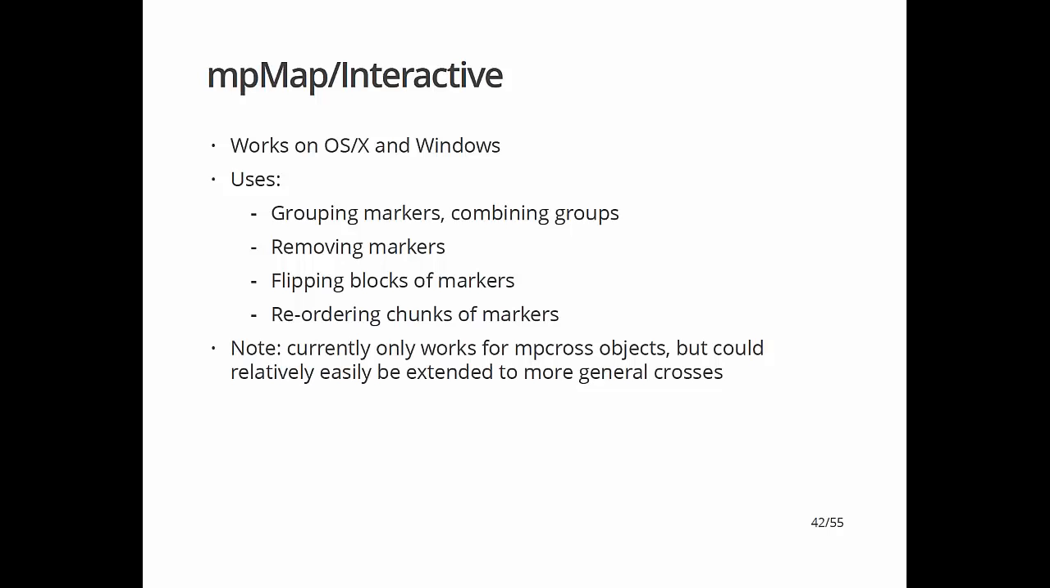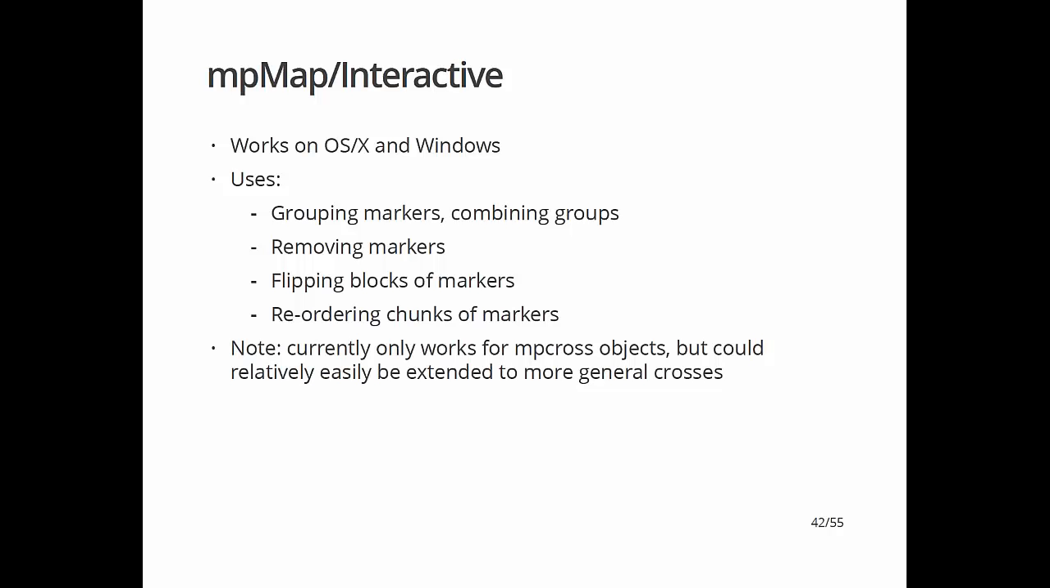How much of MP map can be used for other types of crosses than multi-parental? The answer is the only two parts which really rely on it being a multi-parental cross, and which will produce incorrect results if you use something else, are the estimation of recombination fractions and the estimation of probabilities. Both of those depend on the design of the population, okay?